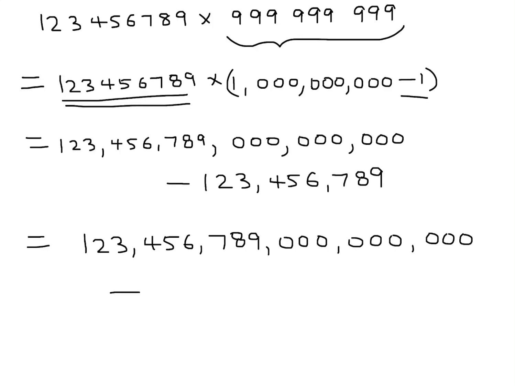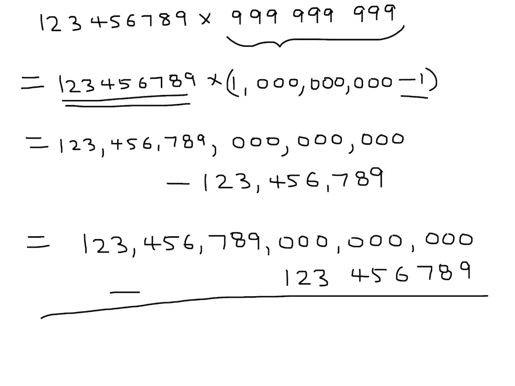So just like how you did in elementary school, you just put this beneath the number and then start subtracting, right? And if you do that, you'll get 1, 1, 2, 3, 4, 5, 6, 7, 8, and 8, and so on. This is the number.